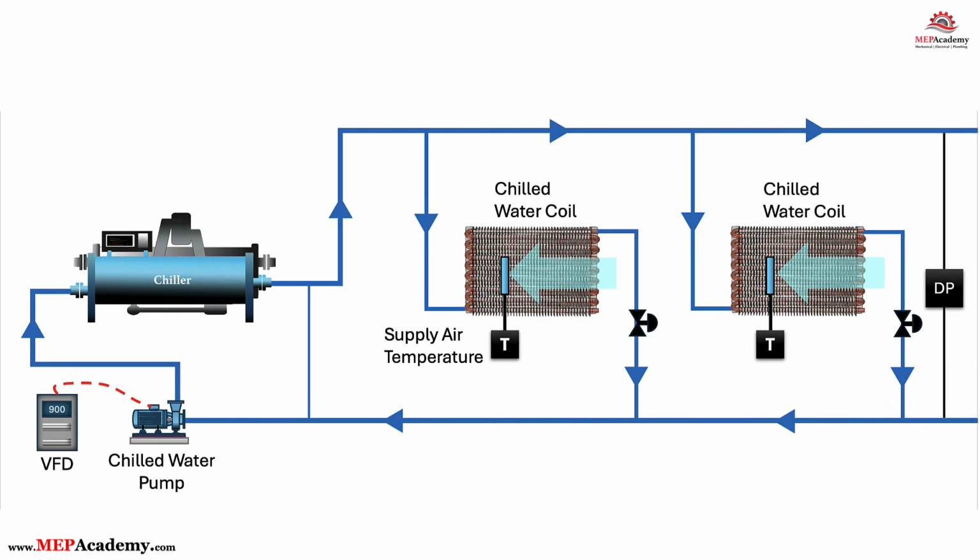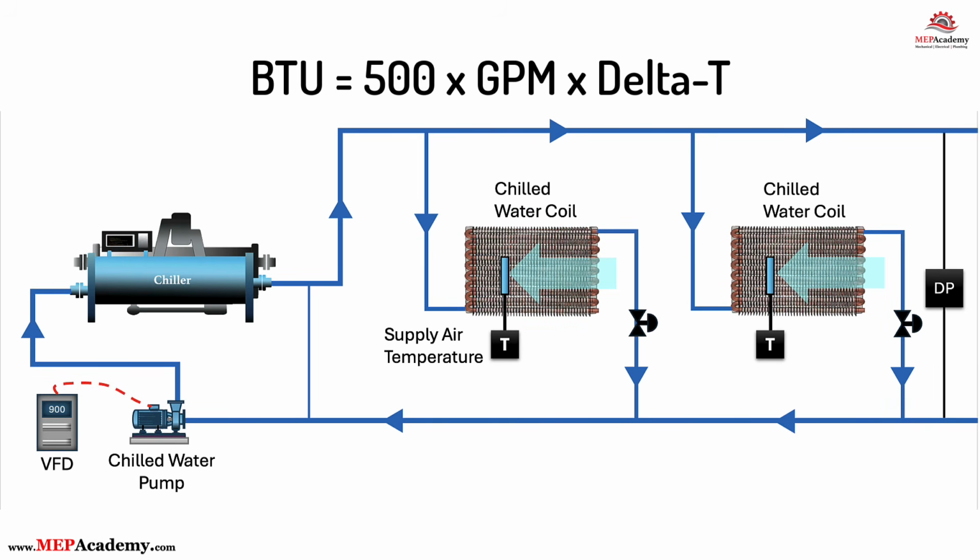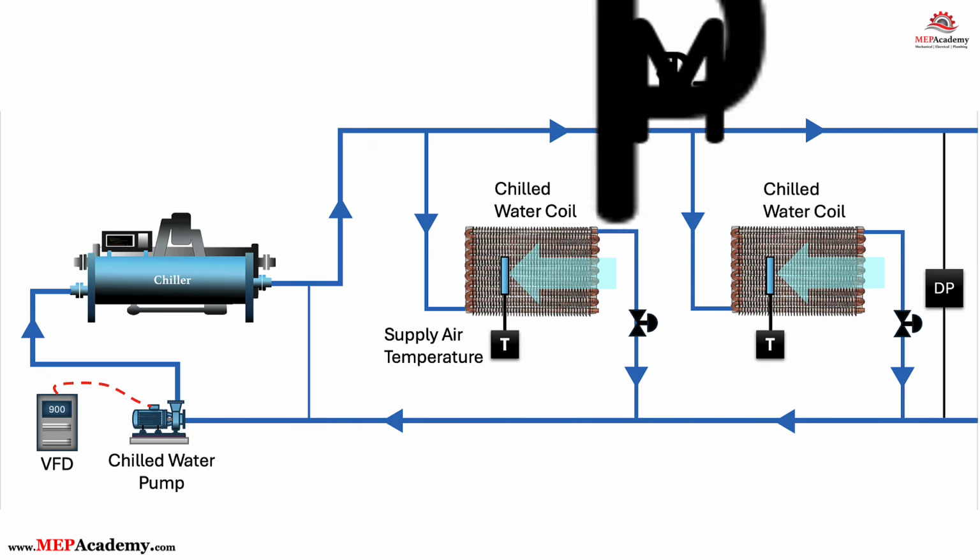Final thoughts. With one simple formula, BTU per hour equals 500 times GPM times delta T, you can determine how much heat a coil delivers or how much flow a space requires based on its design load. This formula is one of the building blocks of hydronic HVAC.